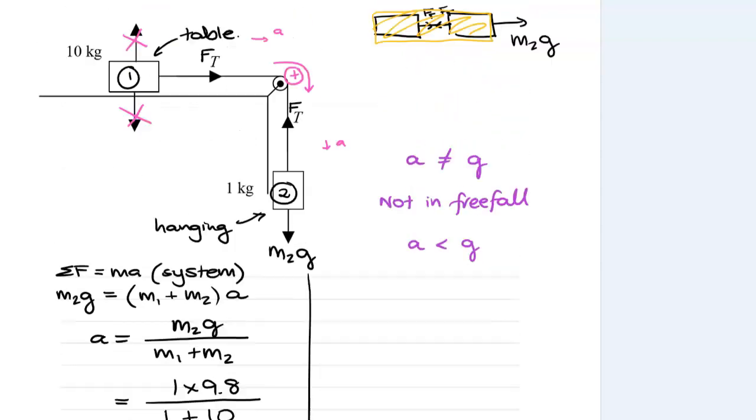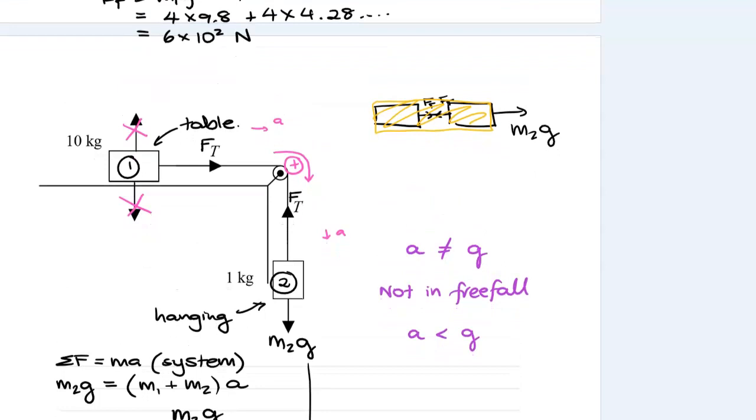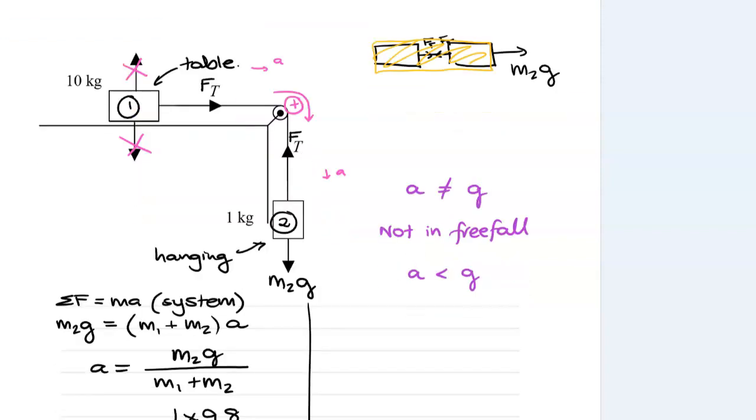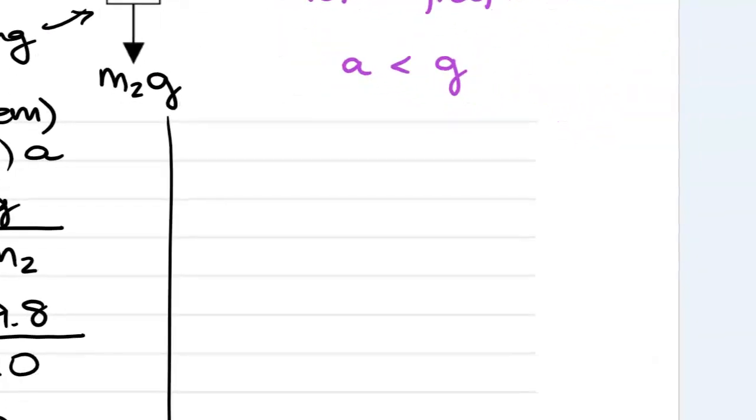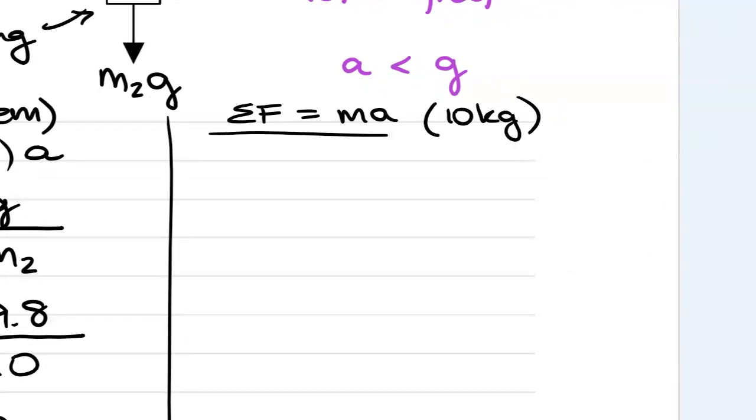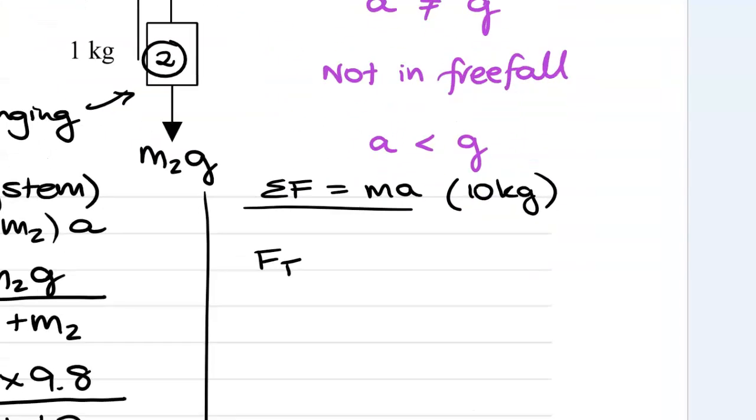We now need to go ahead and find out the tension. We could either do sum of the forces equals ma here, or we could do sum of the forces equals ma here. Both will give you the same answer because that tension is going to be equal because they're a Newton's third law pair. I am lazy. I'm going to do the 10 kilogram mass because there's only one force acting. So sum of the forces equals ma on the 10 kilogram mass. Only force acting is that Ft, and it's acting in the direction of our acceleration, so it's positive.